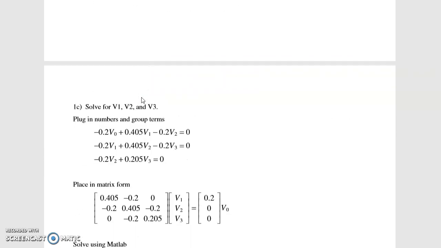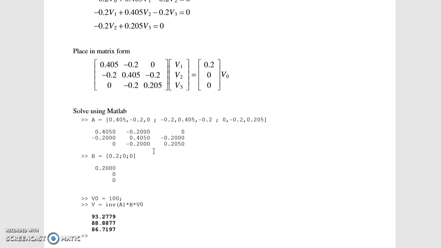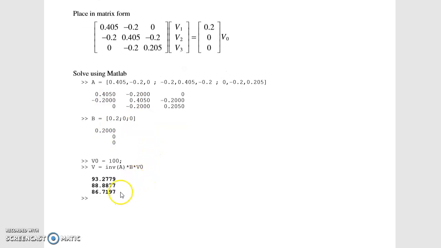Now to solve, group the terms, put them in matrix form, and then throw it into MATLAB. So once you input A and B, the voltage vector is just the inverse of A times B. So it should have 93 volts, 88 volts, and 86 volts.